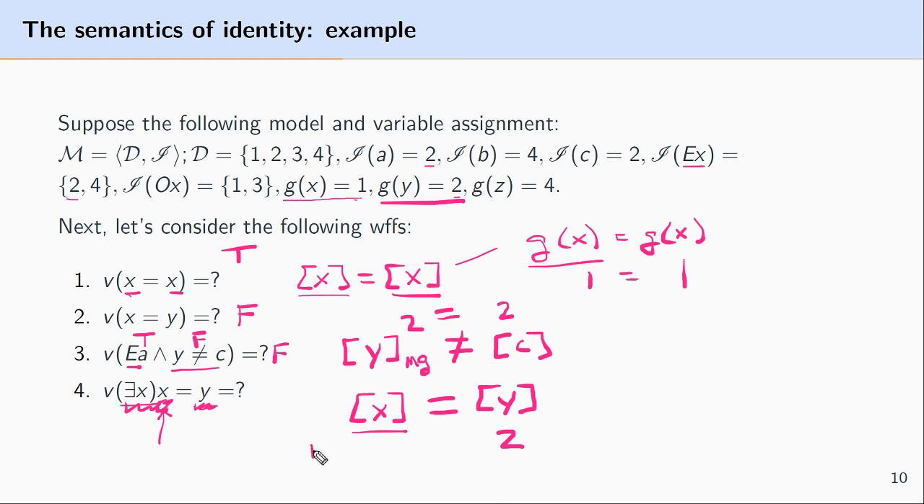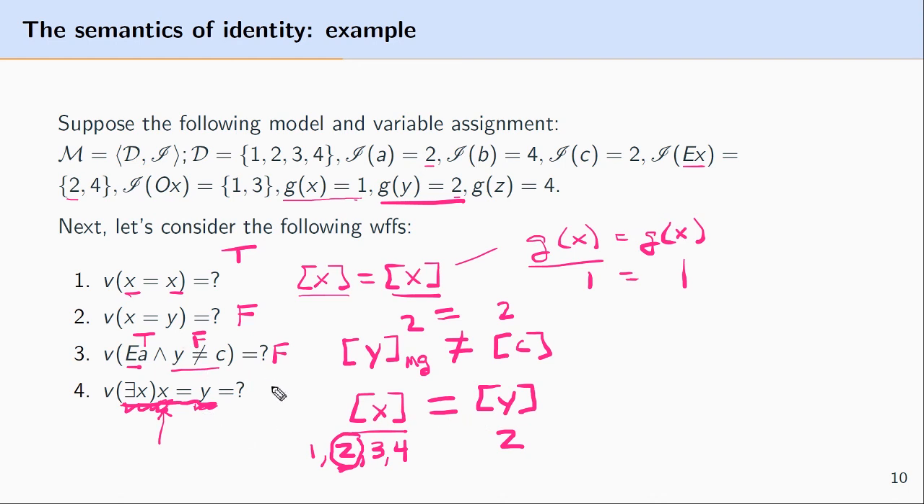So if we just use the variable assignment, 1, this would come out as false. That is, the two would not be identical. But then we could run through all the other ways that X could be assigned a referent. And provided that there is one of them, such that this formula would come out as true, then the existentially quantified expression is true. And there is. If we let X refer to 2, then we have a case where X is identical to Y. That is, the denotation of X is identical to Y.